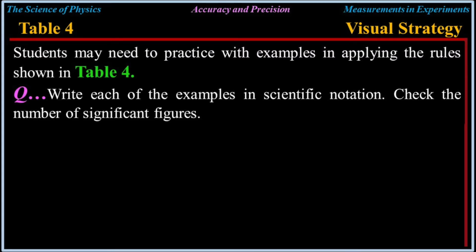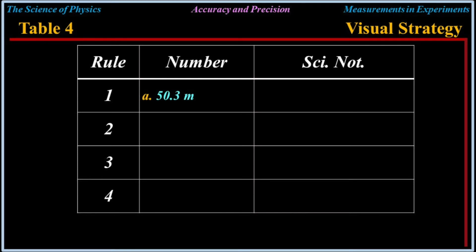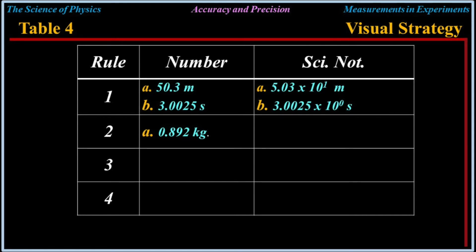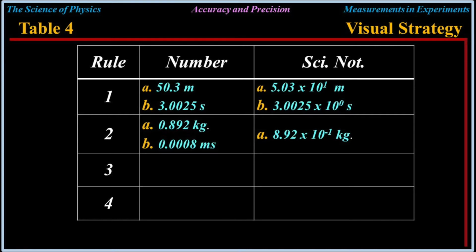Write each of the examples in scientific notation. Check the number of significant figures. So we're going to convert to scientific notation. That would be 5.03 times 10 to the 1. Notice the scientific notation only has 1 significant figure to the left of the decimal, and it's only going to have significant figures in it. So that would be 8.92 times 10 to the negative 1. Okay, so you're only using significant digits. So that would be 8 times 10 to the negative 4.